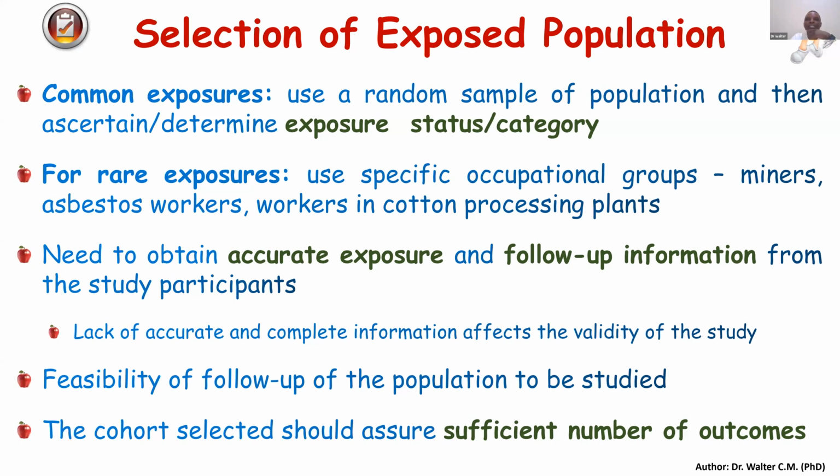And then how do we select the exposed population? Those who are at risk of developing the problem of interest. So we have common exposure and rare exposure. If it's common, you can select them randomly, so you apply a random sampling technique and then you have a cohort. For rare exposure, for example those in mining or workers in cotton processing plants, they are exposed to those issues, which are rare.